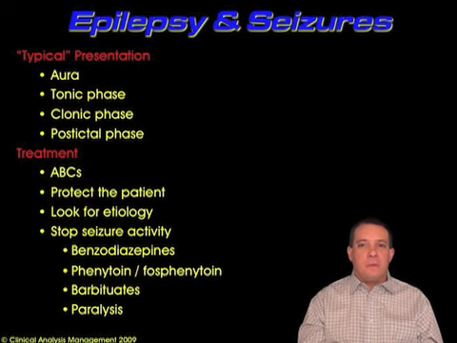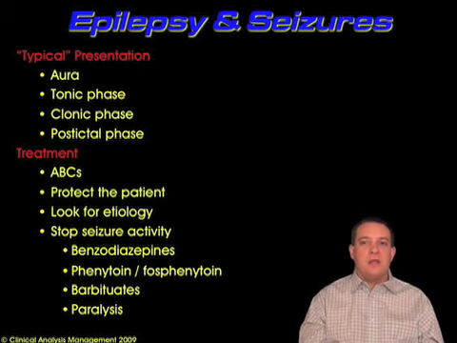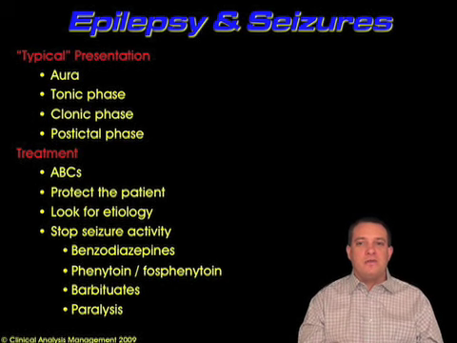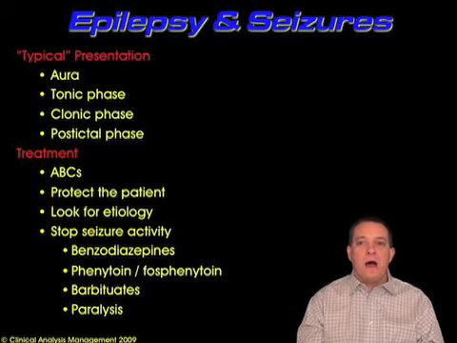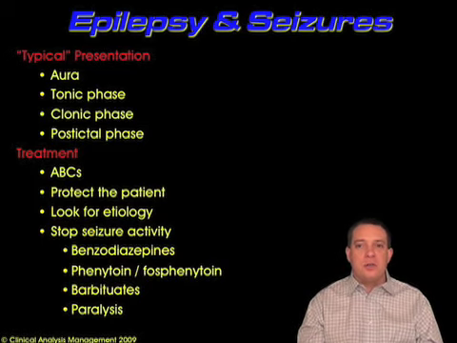Now, when we talk about the treatment for those patients, obviously the first thing we want to do is protect their ABCs, protect them to make sure they don't have injuries if they're actively seizing. We want to think about etiologies, and we want to stop the seizure activity if it goes on for any length of time. When we talk about the treatment for seizures, we've basically got 4 pharmacologic ways that we can manage seizures. The first thing that we can do for these patients is we can put them on benzodiazepines, so we can use things like Ativan, Versed, or Valium to stop seizures. Those are our first-line drugs because they work the quickest and they're the most reliable.